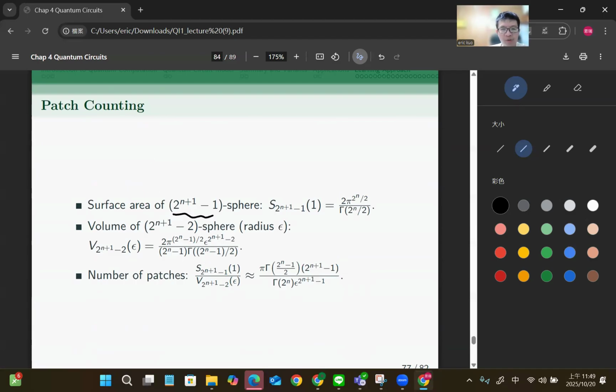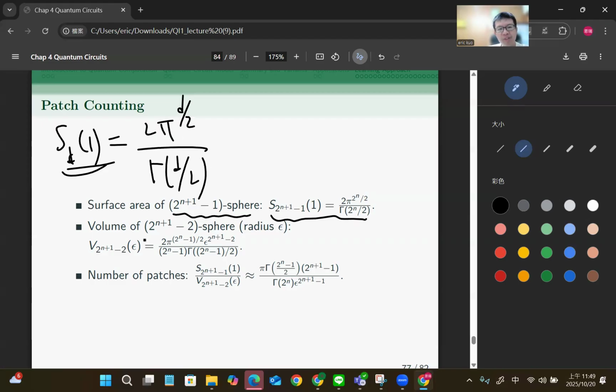So you first compute the surface. This is the surface formula that you can find online. Basically, the surface area of a d-dimensional sphere with radius 1 is equal to 2 pi to the d over 2, divided by gamma of d over 2. You can find a proof online. So the surface area is basically this, and you can also compute the volume. So you can compute the number of patches.